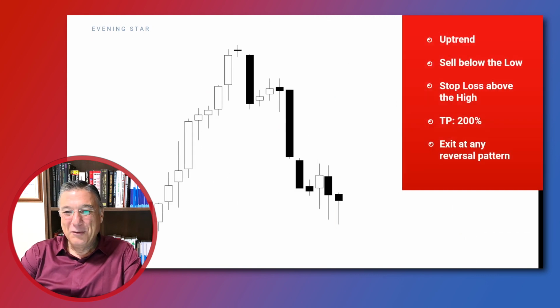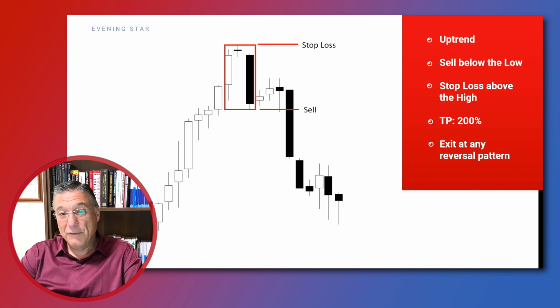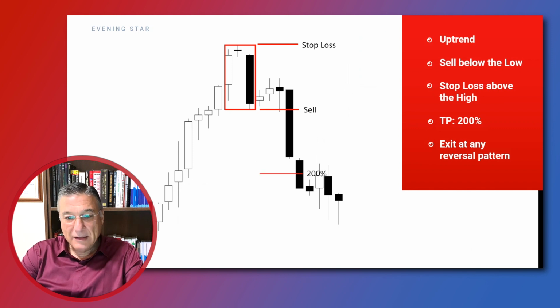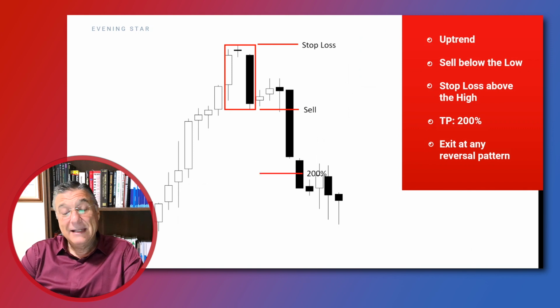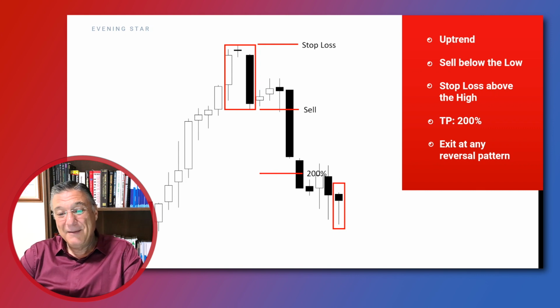Excellent. Let's go through our first basic strategy. Again, a prerequisite is an uptrend or a rally. We identify the evening star at the top of the rally, at the top of the uptrend. We place a sell order right below the low price of the pattern. And as always, we place a protective stop loss right above the high price of the pattern. Now, in this basic strategy, we're going to close our position at the 200% level. And of course, in any case we identify any reversal pattern in the opposite direction, then we are forced to close the remaining of our trade.